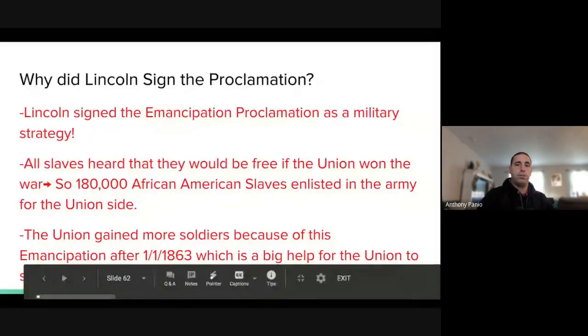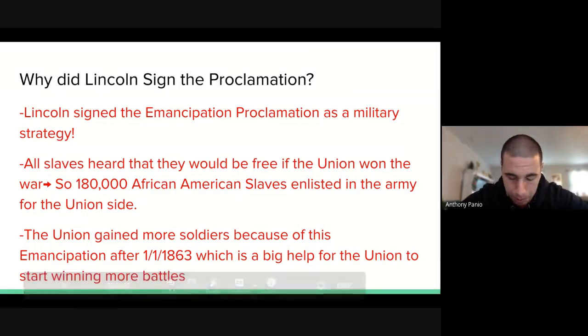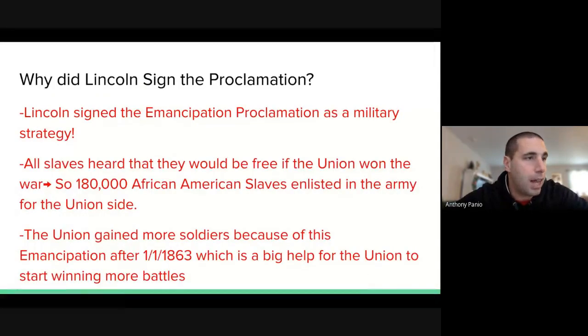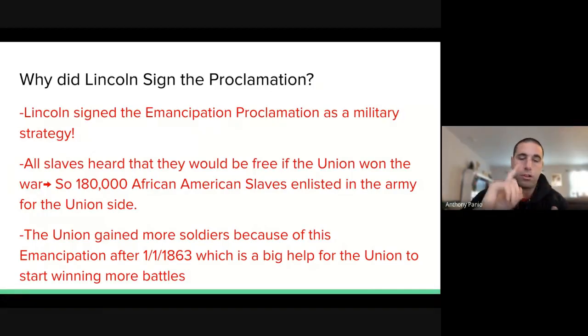Let's go through everything. Lincoln did not sign the Emancipation Proclamation out of the goodness of his heart. He did not sign it because he was just so sick and tired of slavery that he wanted to make a change. Lincoln signed it as a military strategy. Do you need to know dates in this class? No, you don't. But understanding the chronology of how the Civil War played out is very important. Understanding that the Union's losing in 1861, they're losing in 1862. Lincoln needs to do something, otherwise they're going to lose the war.